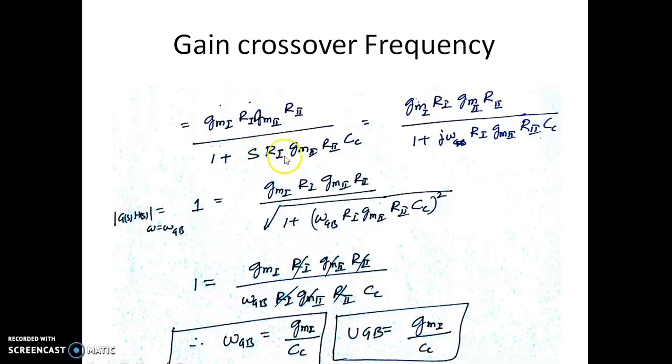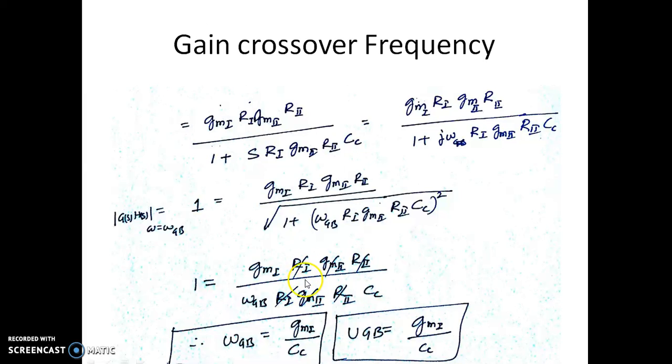So it is S divided by omega P1. So this is 1 over omega P1, and replacing S by j omega. So you can see we are replacing S by j omega and we are writing its magnitude. So since 1 plus this omega GBW, this is the unity gain frequency. So at a frequency omega equal to GB, the magnitude becomes 1 here because this is unity gain magnitude, and taking the magnitude here, so corresponding to this omega GB R1 gm1 R2 CL whole square, this 1 is negligible, so that's why I am able to write this as this equation.